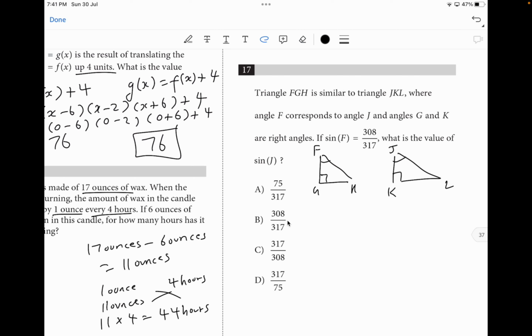So since these ratios are equivalent to each other, the sine ratios of the angles of equal measures are equal. So since the measure of angle F is equivalent to the measure of angle J, we're going to be writing down sine F is equivalent to sine of J. So instead of writing this down as sine of F, we're going to be writing this down as sine of J is equivalent to 308 divided by 317.